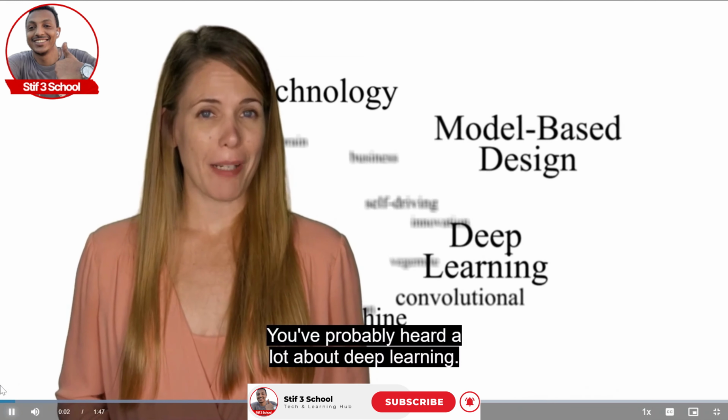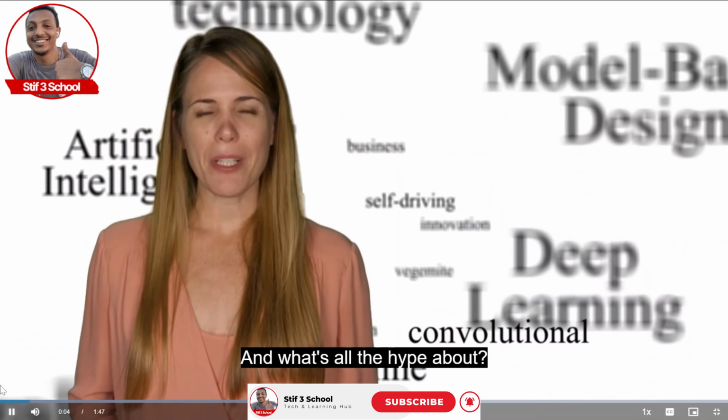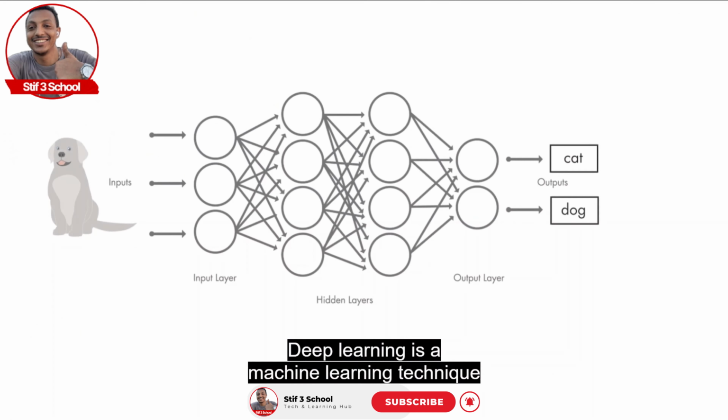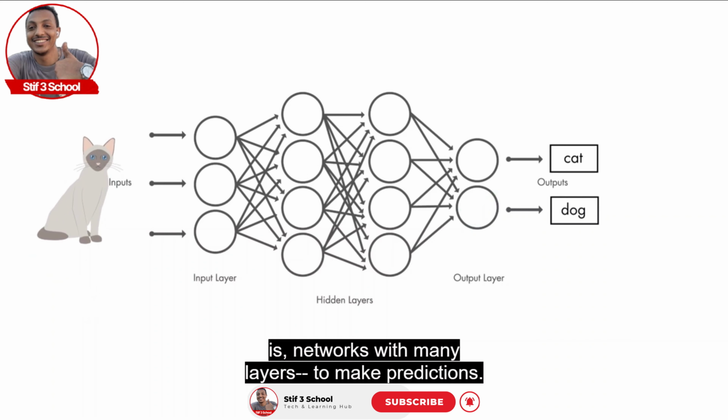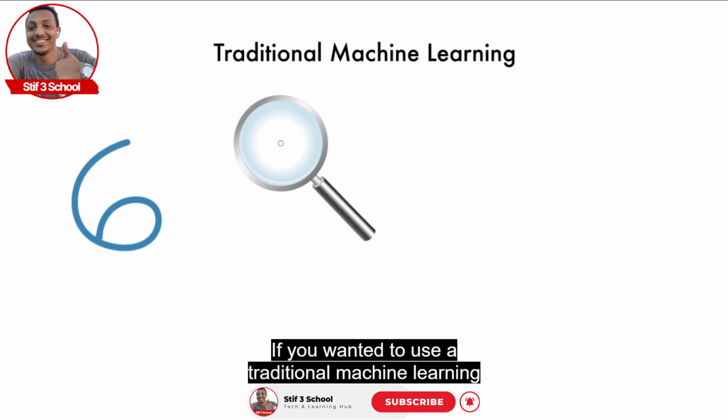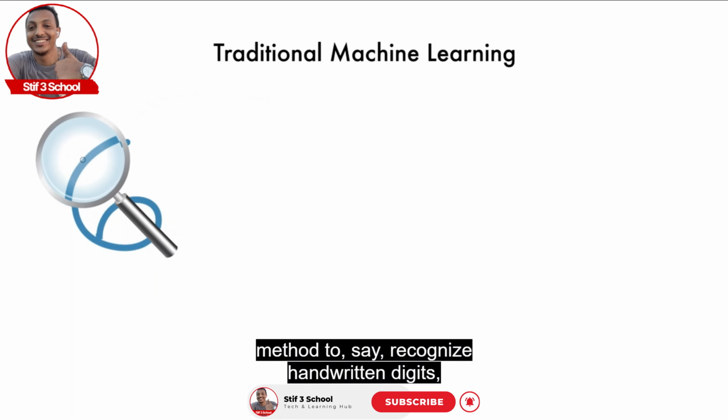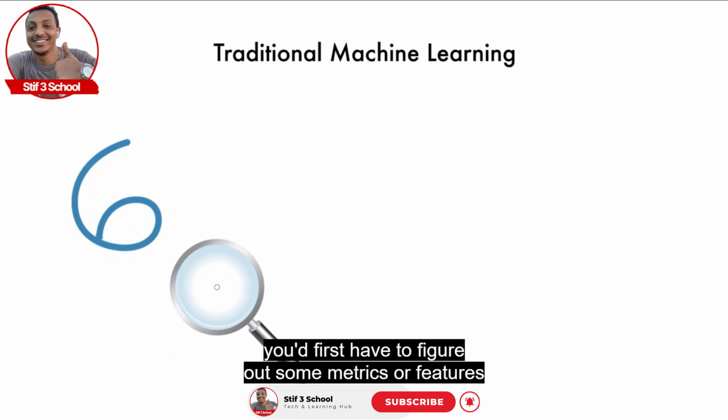You've probably heard a lot about deep learning, but what is it and what's all the hype about? Deep learning is a machine learning technique that uses deep neural networks, that is, networks with many layers, to make predictions.